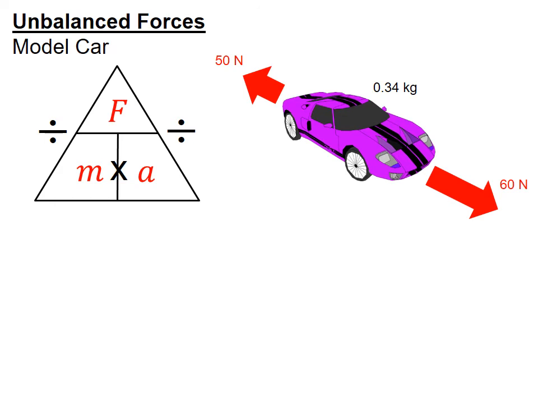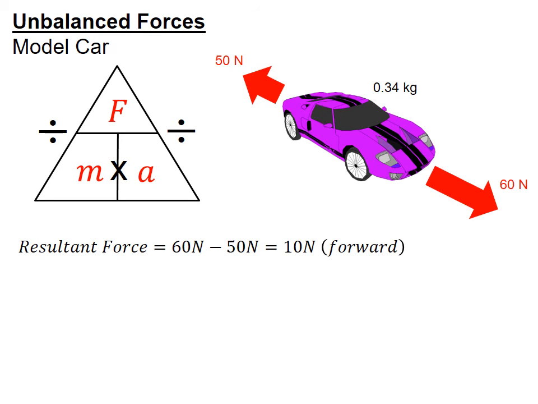Okay, let's look at this example of a model car. This car has an unbalanced force acting on it. You can see the forward force is 60 and the backward force is 50. So the first thing we do is we work out the resultant force, which is very straightforward. It's 60 minus 50. The net force acting on this car, or the resultant force, is 10 newtons, and it goes in a forward direction. So that is the force we're going to use in the formula.